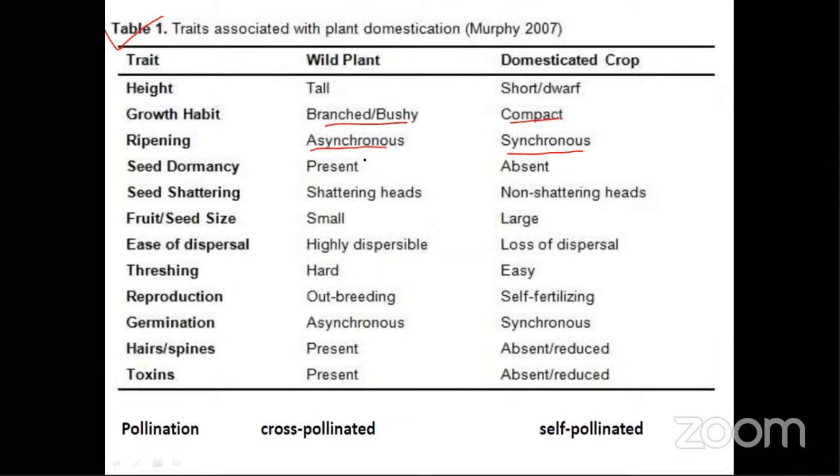Seed dormancy was previously very high, and later on it is not exactly absent. Some sort of dormancy is present, but not that much, like 1 year or 2 years. And the example I was previously telling you, seed shattering: it changed from shattering heads to non-shattering heads, that is, the seeds will remain intact. Likewise, for other characters also there were changes.